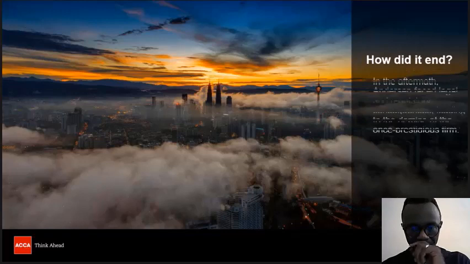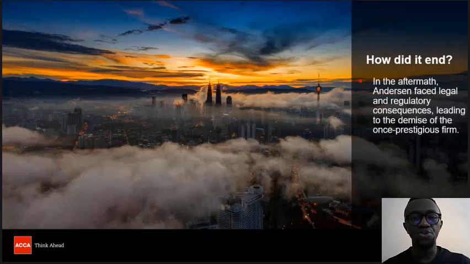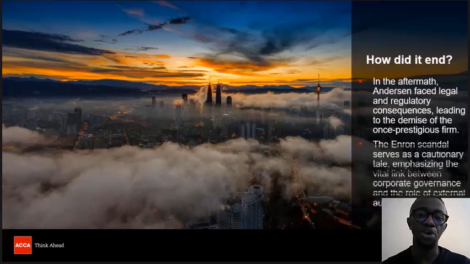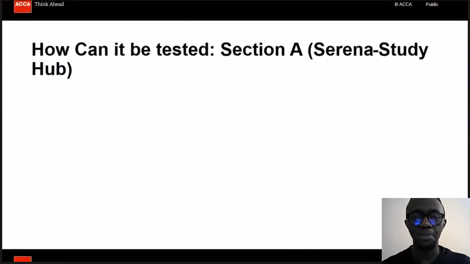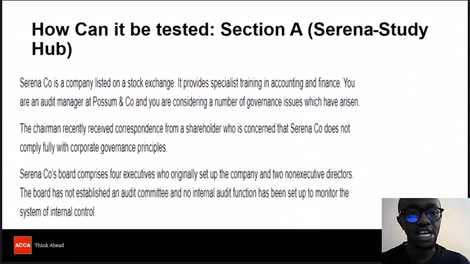How did it end? In the aftermath, Anderson faced legal and regulatory consequences, leading to the demise of the once prestigious firm. Wow. The Enron scandal serves as a cautionary tale, emphasizing the vital link between corporate governance and the role of the external auditors. Now, let's look at how it can be tested in Section A.